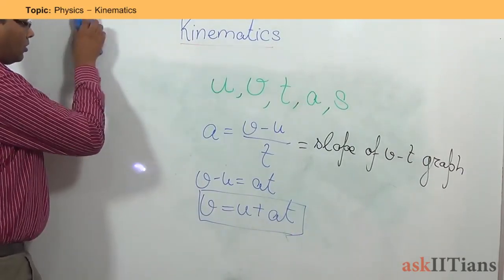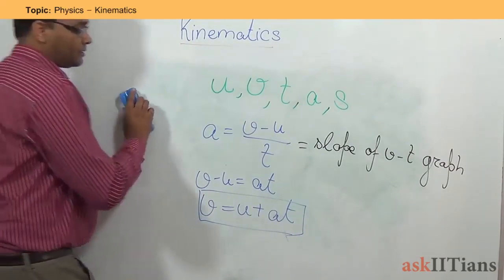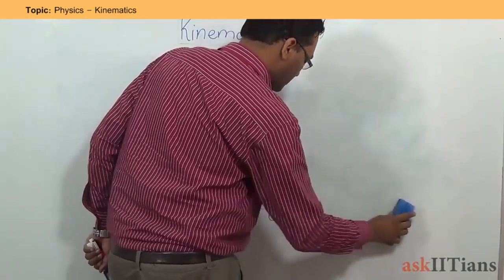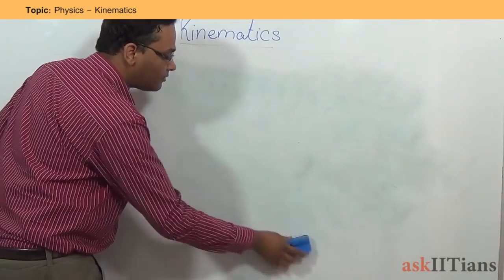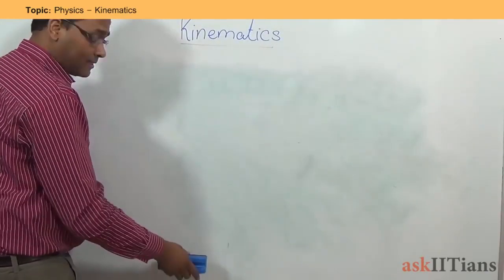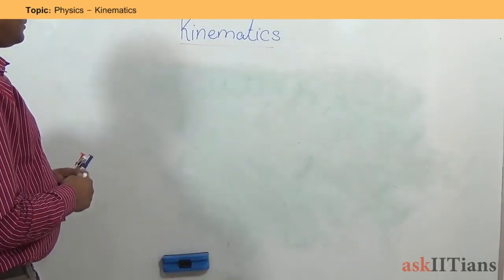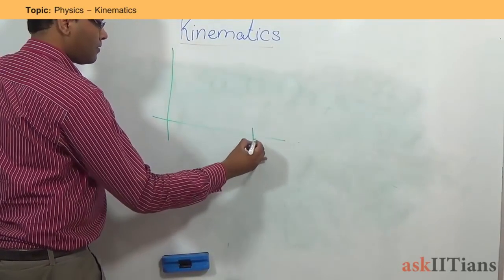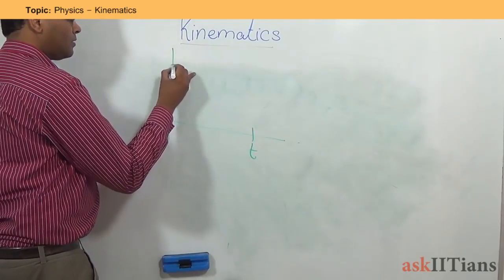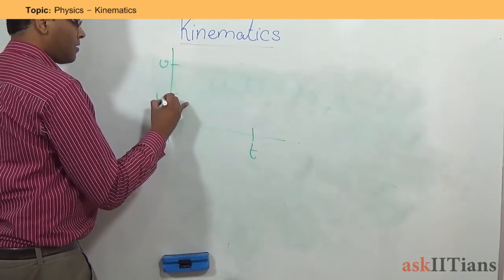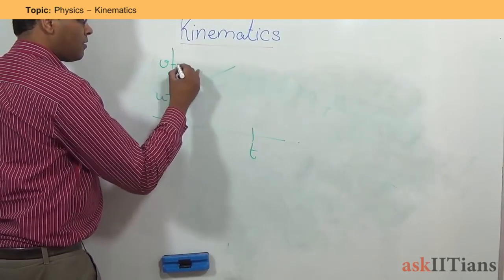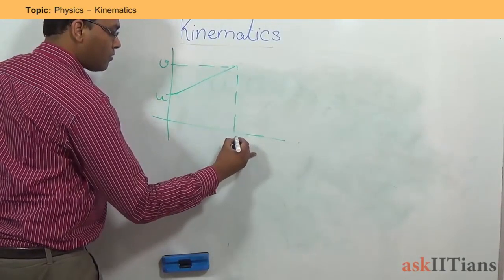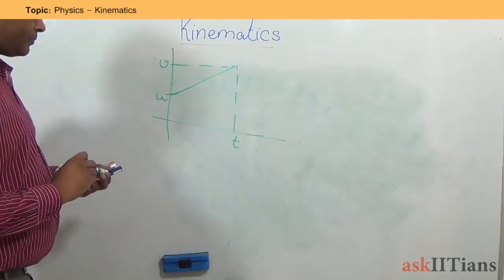Okay. I should have erased this. I will be taking the same graph again. Using the same graph, I will now try to find out what exactly is the displacement produced. So let me draw the graph again. Here it is t. This is v. This is u. So this is what we have, right?